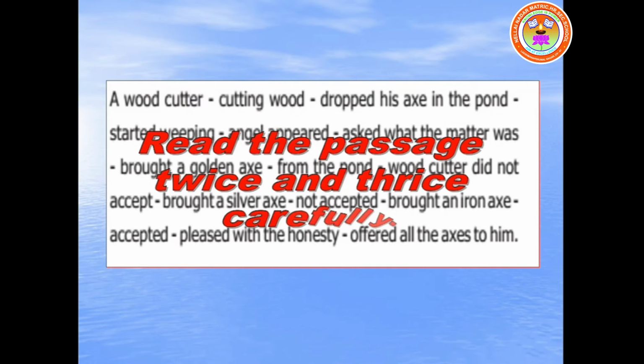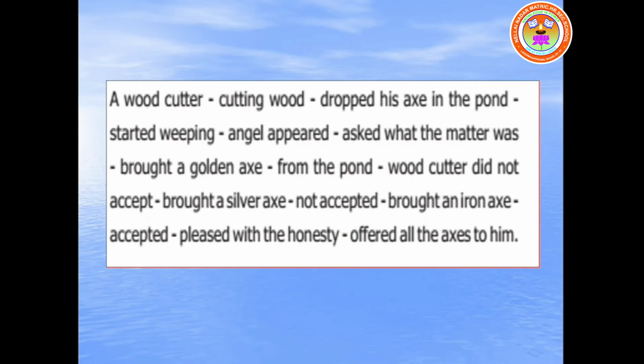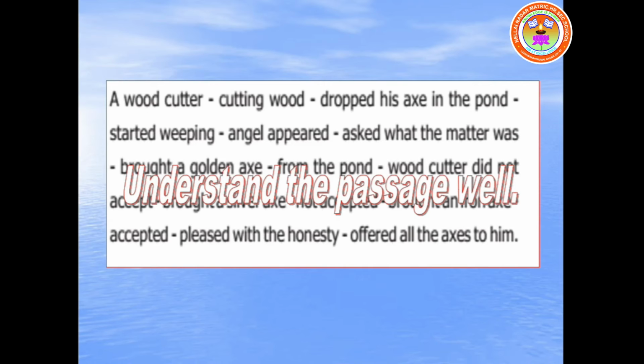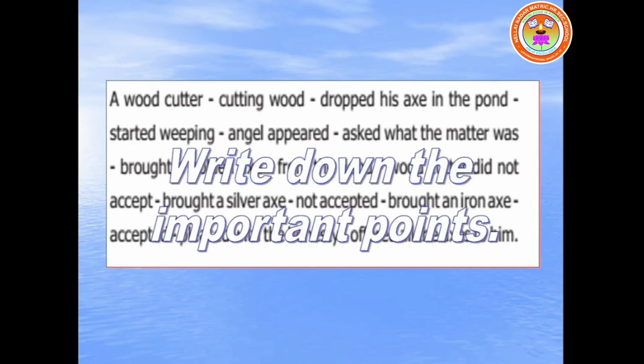The first point to remember is read the passage twice or thrice carefully. The second point is understand the passage. Dear children, we read the hints 2 times and understand. This passage is related to a story about a woodcutter. Next point is to write the important points. We can use a rough paper to note the important points. The hints are related to a story, so we have to use past tense to develop the hints.